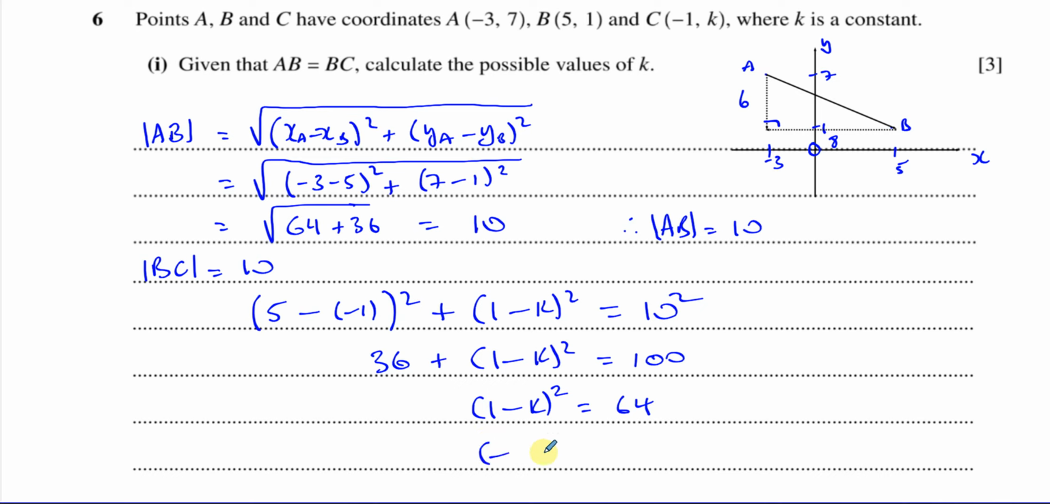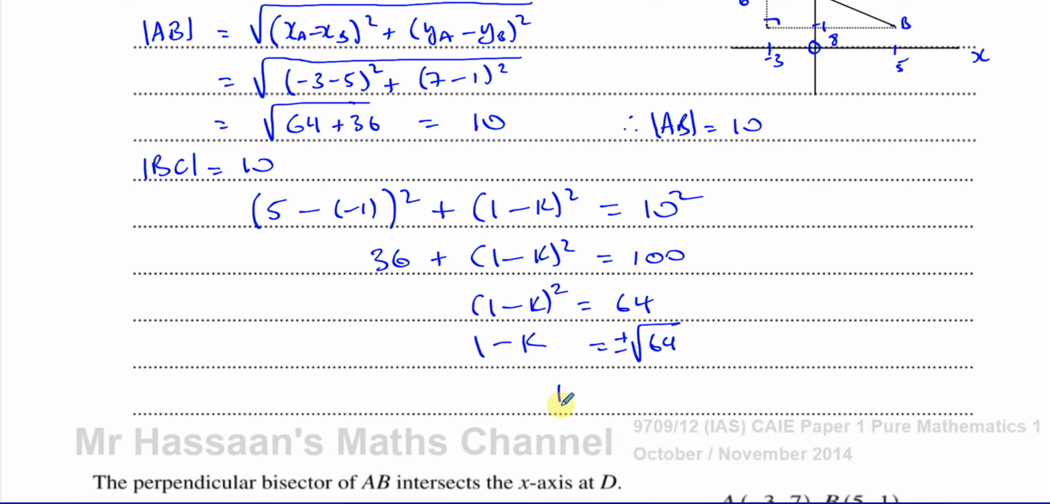find the square root, and don't forget that when we put the square root sign ourselves, there is a positive and negative possibility. So when I have 1 minus k, let me just get rid of the bracket, so I don't need the bracket now. 1 minus k is going to equal plus or minus the square root of 64, which means 1 minus k is going to be plus or minus 8.